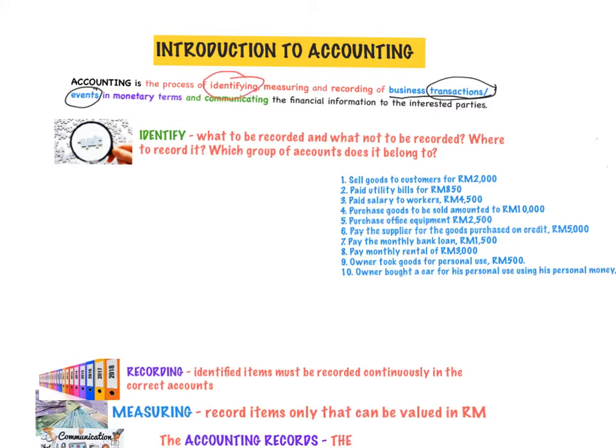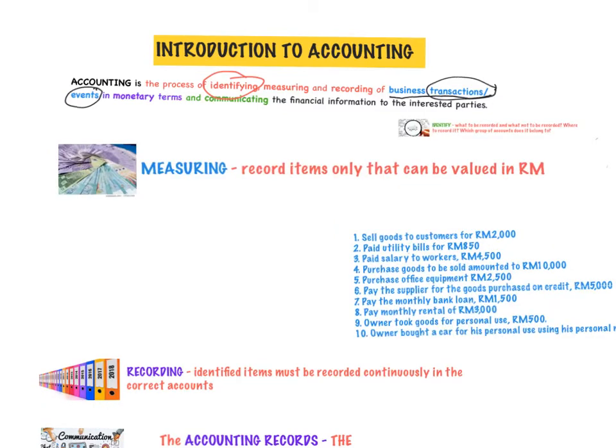It deals with identifying what business transactions need to be recorded and what are not to be recorded. Where do you record it and which group of accounts does it belong to? That one we will go into a little bit later. Next, we will talk about measuring. As you can see, accounting is also the process of measuring.